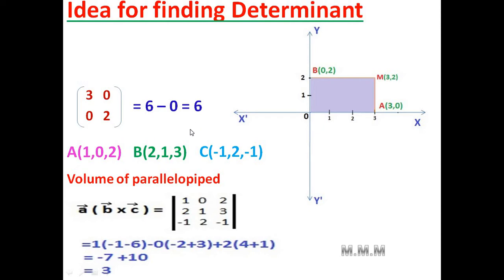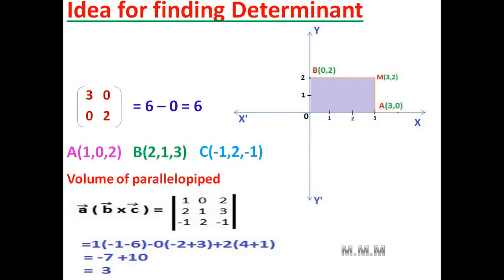If that idea is extended to 3 dimensions, then the resultant shape will be a parallelepiped, and its volume, where the points A, B, C have been given, can be calculated in this way.